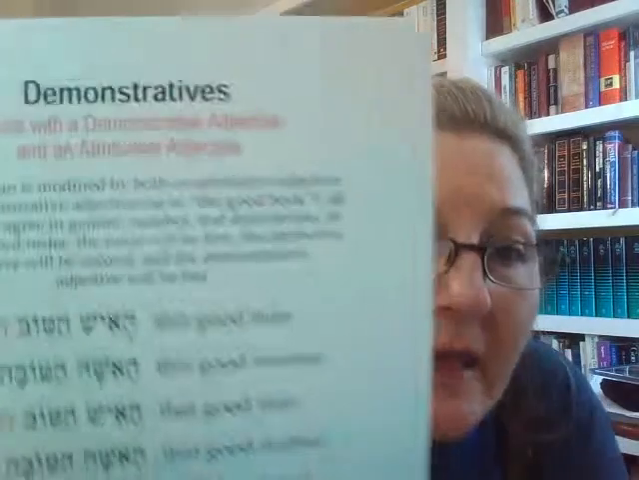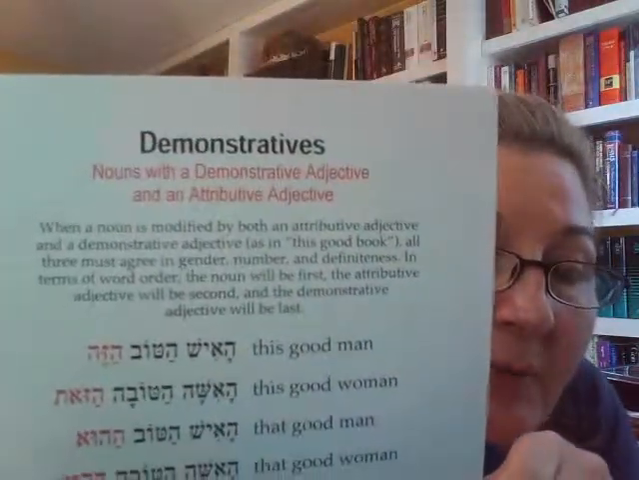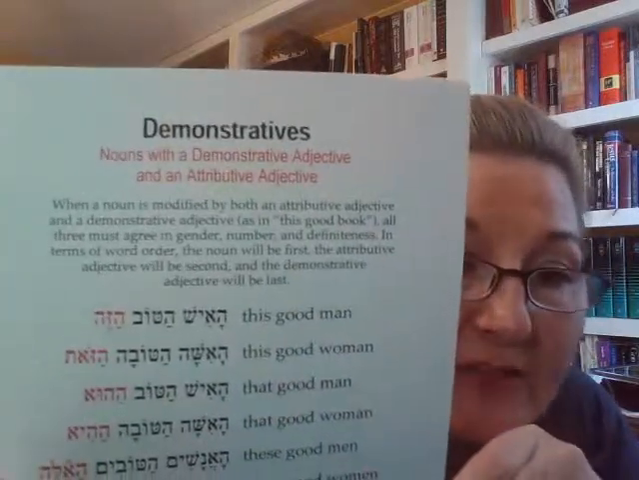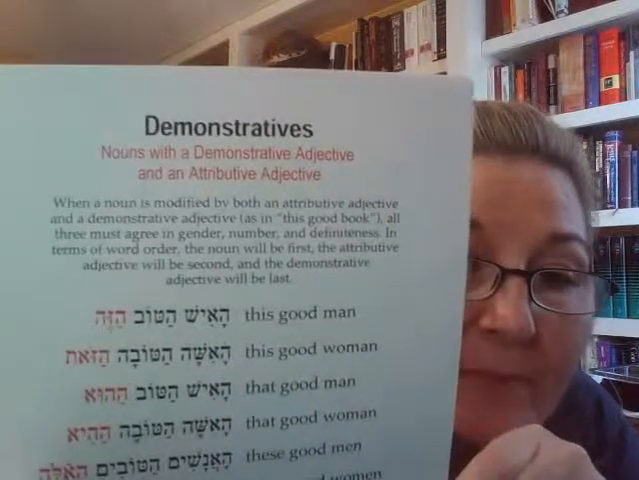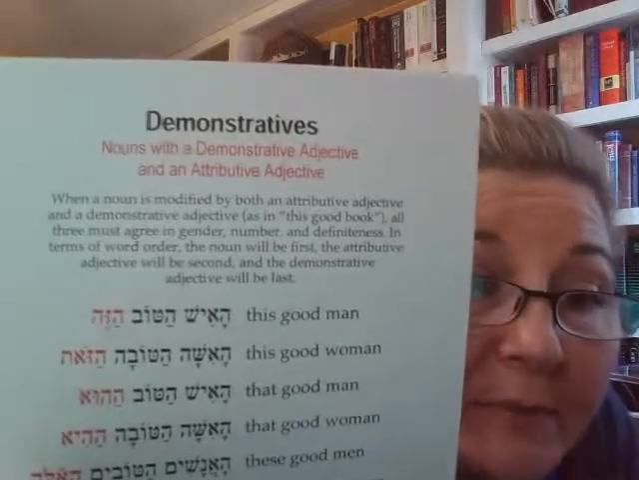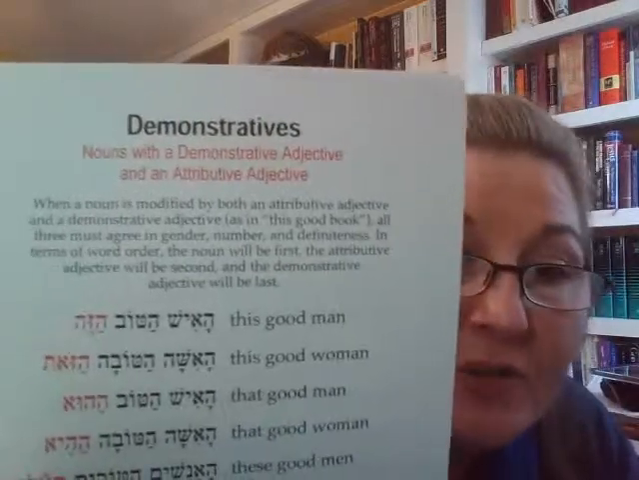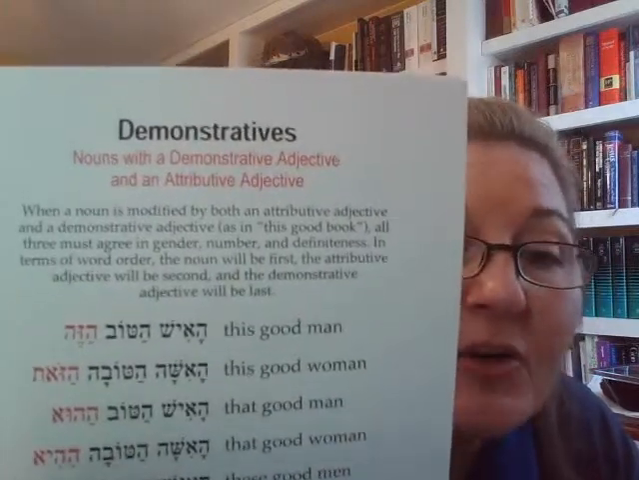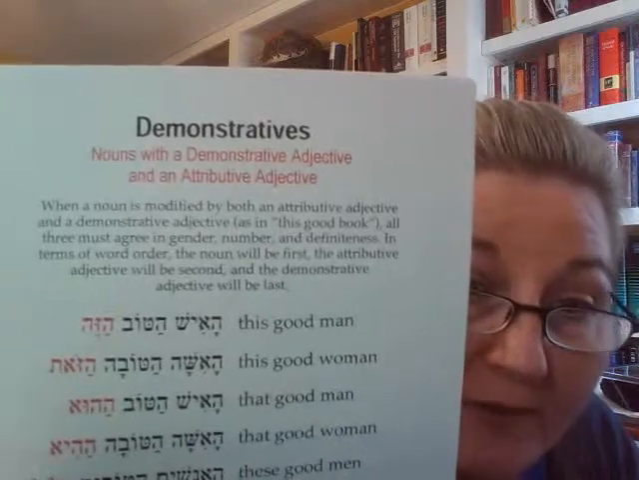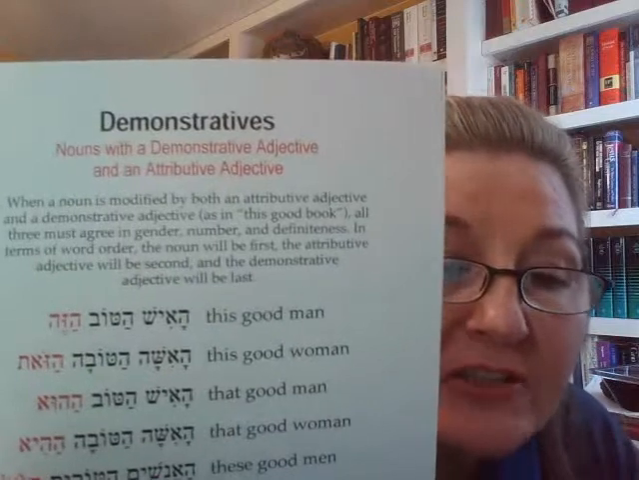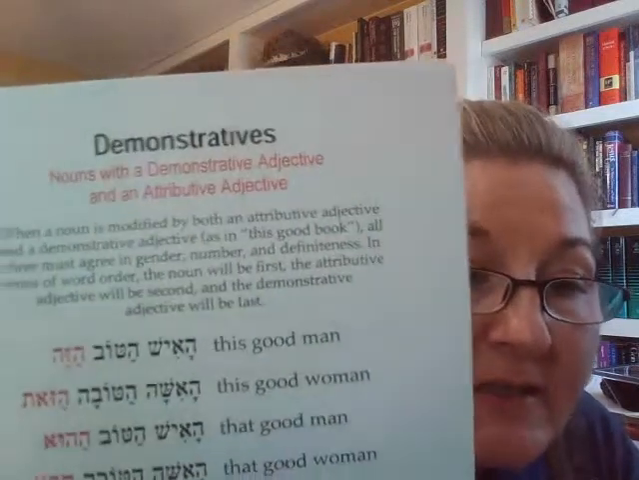Now, what happens when a noun is used with a demonstrative adjective and an attributive adjective? When a noun is modified by both an attributive adjective and a demonstrative adjective, as in "the good book," all three are going to need to agree in gender, number, and definiteness. In terms of word order, the noun will be first, the attributive adjective will be second, and the demonstrative adjective will be last. Let's look at this.